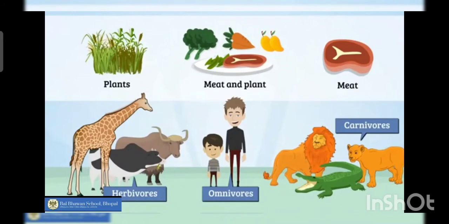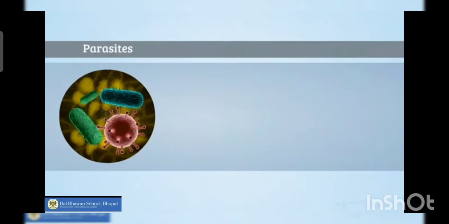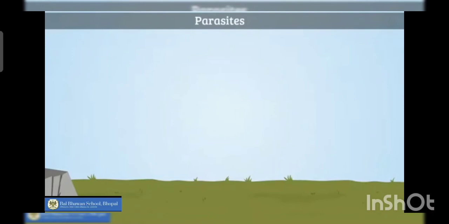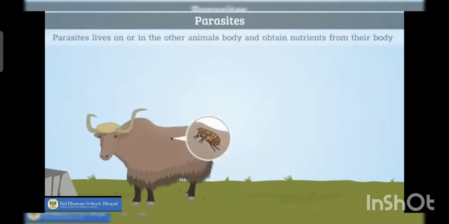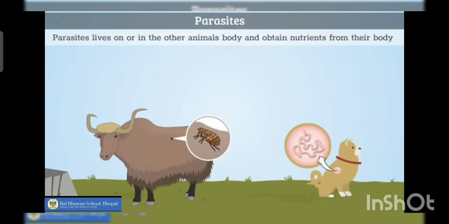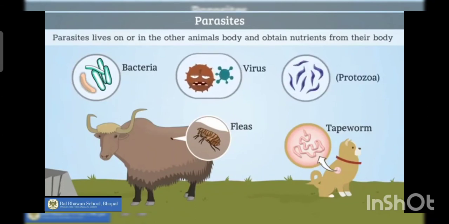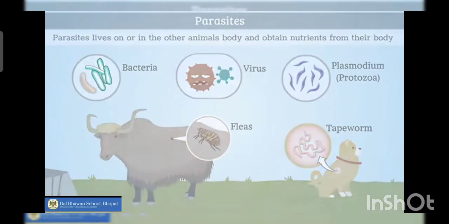Now, apart from herbivores, omnivores and carnivores, we have some other types of organisms such as parasites, scavengers and decomposers. So, parasites are the organisms that live on or in another animal's body and obtain nutrients from the host body. Host is the animal on which another animal lives and feeds. So, when we talk about parasites, fleas and lice live on the host body and suck blood, whereas tapeworm and roundworm live inside the host body.